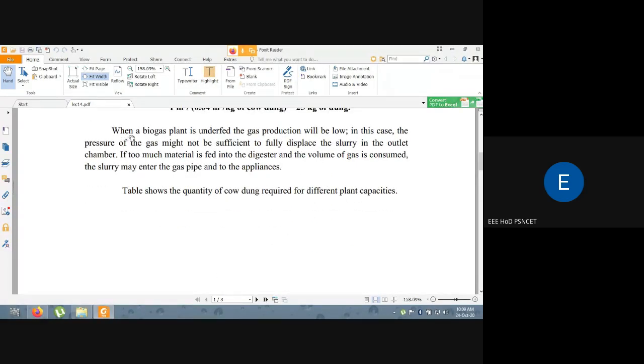So when a biogas plant is underfed, the gas production will be low. Underfed means it is not able to be supplied with the cow dung properly. There should be a limit.